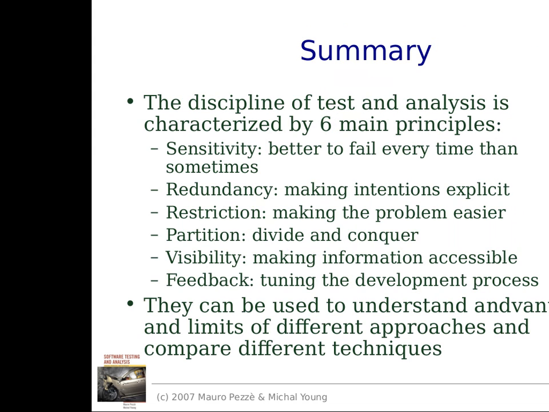All right, so we talked about basically 6 different terminologies. Sensitivity, aka consistency, is what I like to really call it. You want to make sure that your test always checks for something correctly. Redundancy, it's best to check for something at multiple different levels. That gives you more confidence that it's working correctly. Restriction, you want to make the problem easier. That was the pointer example. Partition, very common, divide and conquer.